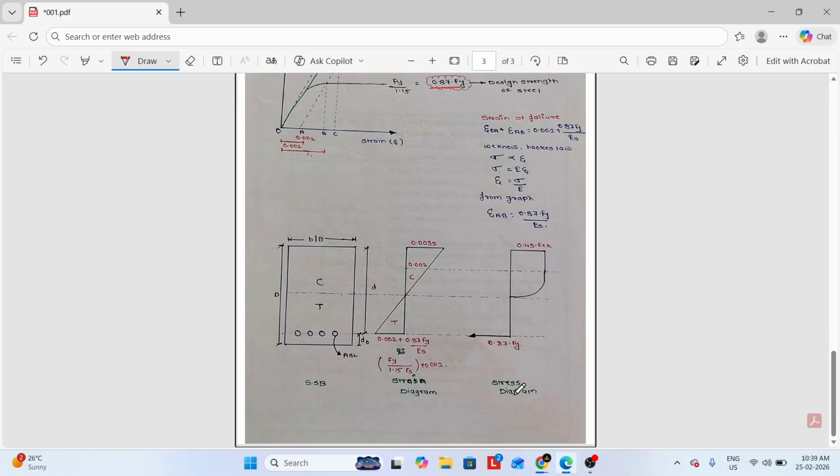And for the stress diagram we can see 0.45 fck at the top compression member and 0.87 Fy at the bottom tension member.